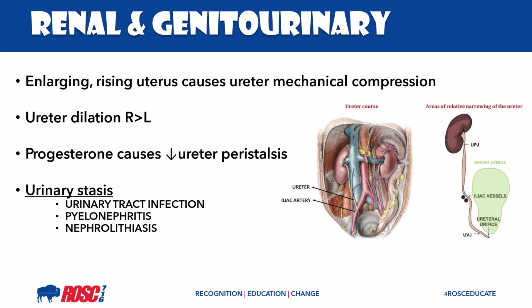Now let's move on to the general urinary system. So we know that the enlarging uterus is rising up, pushing up on the diaphragm, and it's also filling that abdominal cavity. And with that, we can have mechanical compression, in this specific example of the ureters. In addition, pregnant women are very prone to ureter dilatation. In fact, right ureter dilatation is actually a norm in pregnant women. On top of this, we know that progesterone decreases ureter peristalsis. So this leads to urinary stasis.